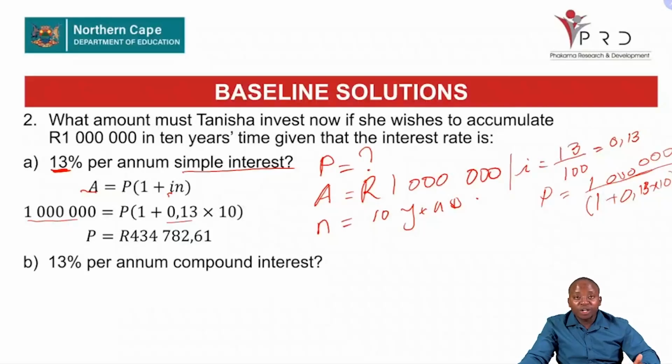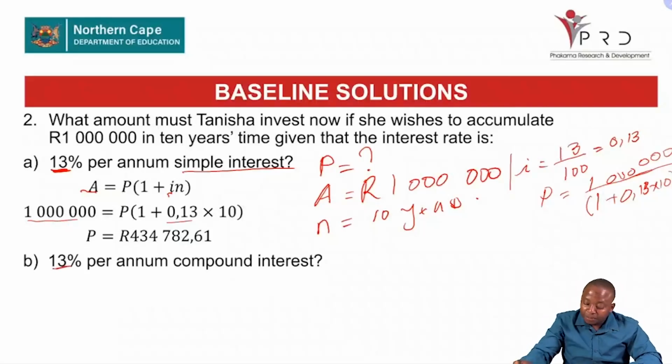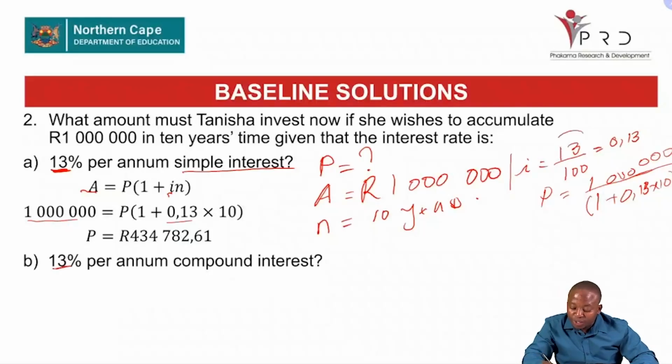We're still looking for a present value. We still need to know how much Tanisha must invest right now. And we still wish to accumulate the same amount, which is 1 million in 10 years' time. Our interest rate is still the same. It is still 13%. Now the 13% there, remember, we find I from that rate by saying I equals the rate, which is 13 over 100, and you get 0.13 as our I.